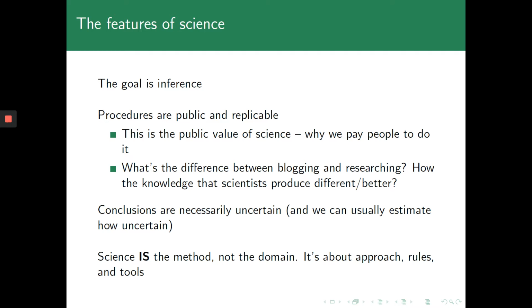Finally, and this is one that I really want to emphasize, science is the method. It's not the domain. Science is the way you conduct an experiment. It's the procedures you use in an observational study. It's not chemistry or biology or something like that. It's the way you go about analyzing anything. It's the approach, the rules, the tools that are used. All those things make something science. Another way to say that is science is the verb. It's not the noun. It's the action. It's not the outcome. Okay, so those are some of the important features of science.